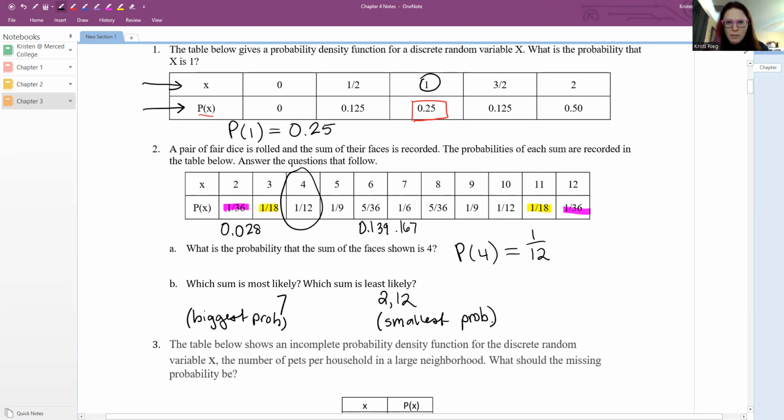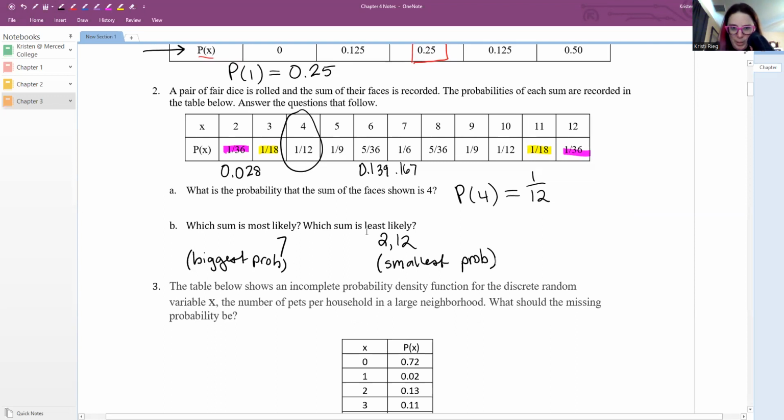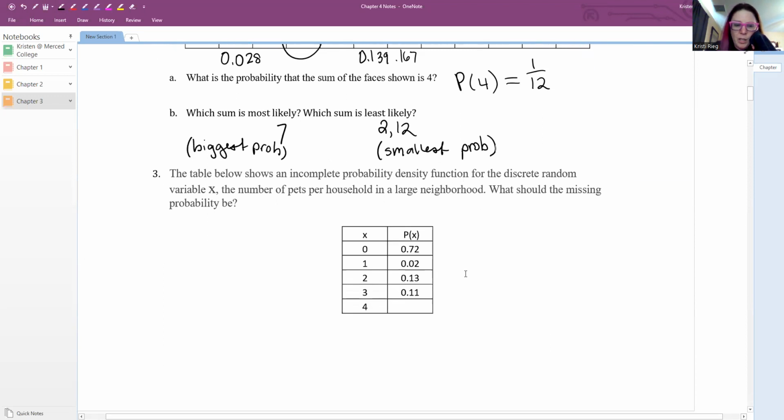But 7 has 1 and 6. I'm already forgetting how to add a 7. 2 and 5, 3 and 4, 4 and 3, 5 and 2, 6 and 1. All different kinds of ways, depending on which dice you're rolling. And there's just a lot more ways to add to 7. 7 is the most likely, has the biggest probability. Okay, enough about that. We will come back and talk more about dice in the future.